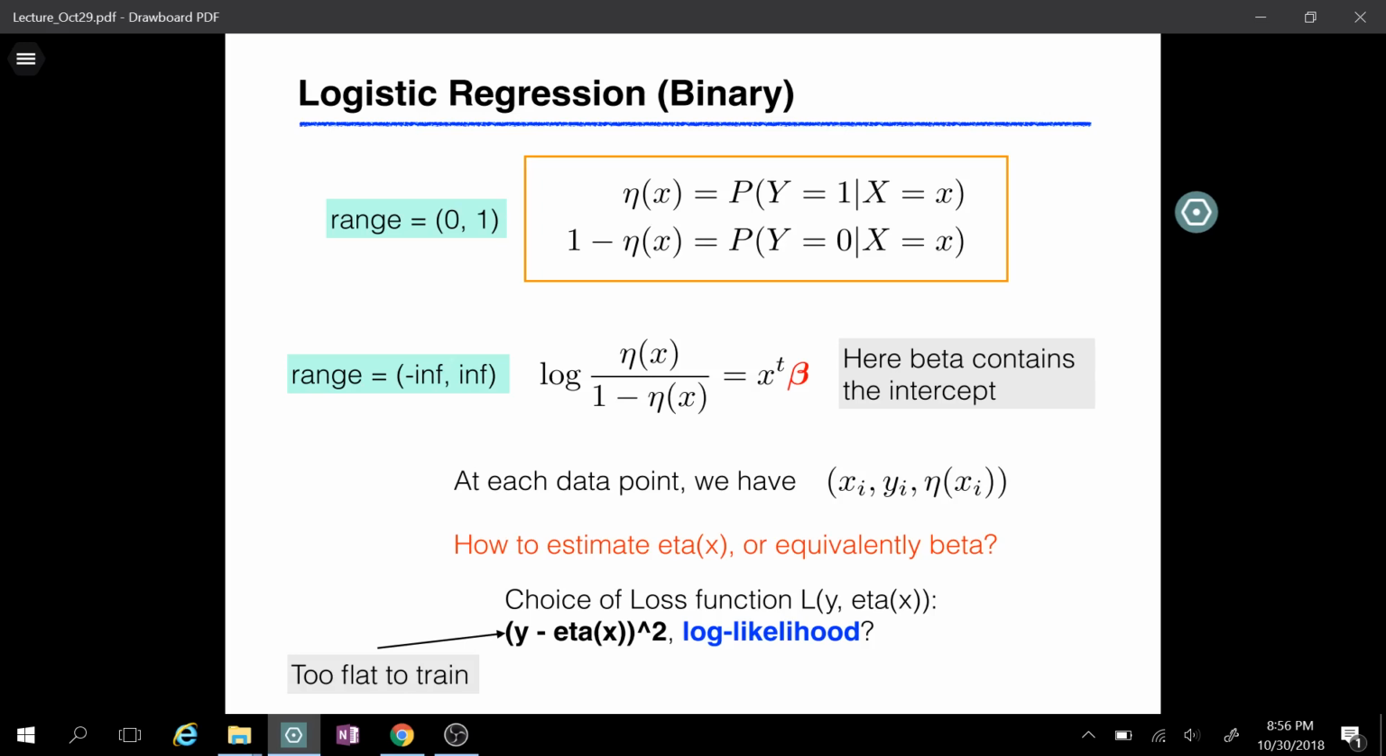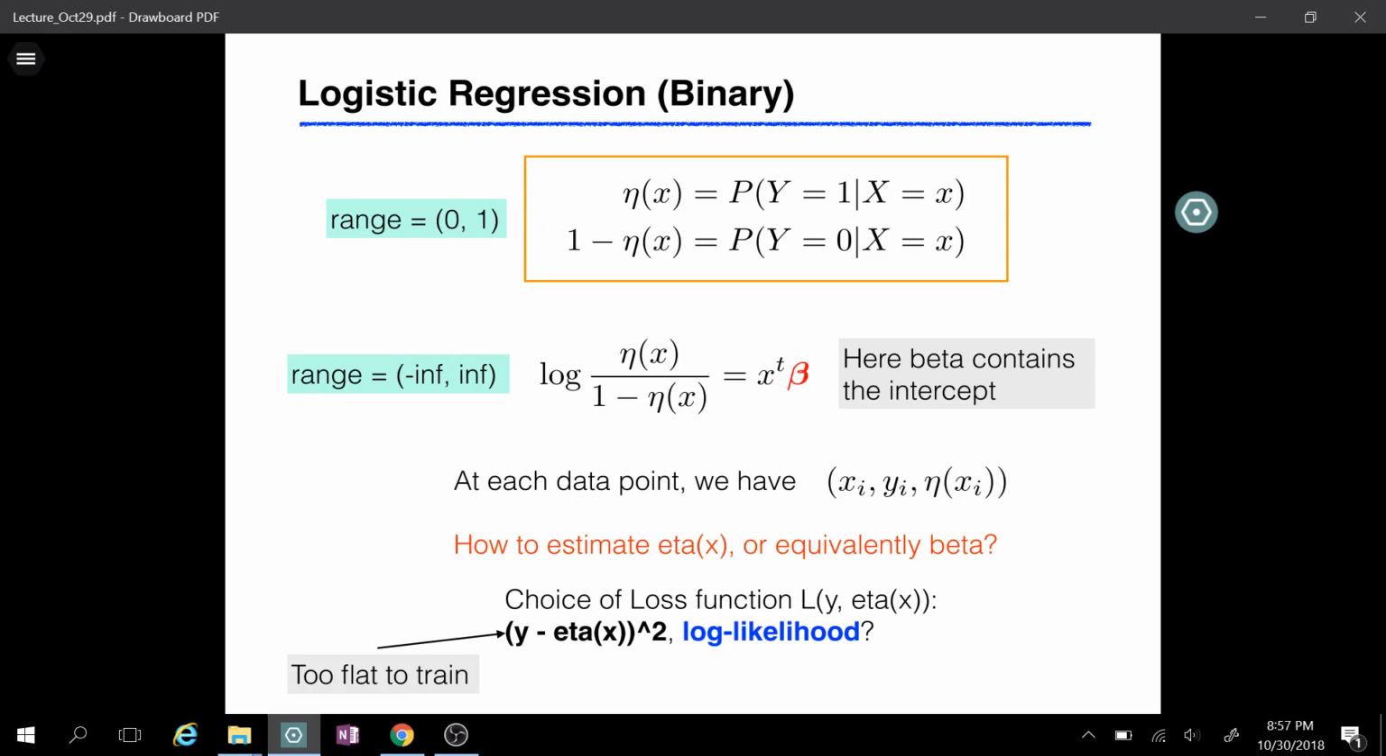If eta(x) is bigger than a half, the ratio inside the log is bigger than 1, and we get a positive number ranging from 0 to infinity. If eta(x) is less than a half, then the ratio inside the log is going to be less than 1, so the log of that number will range from minus infinity to 0.